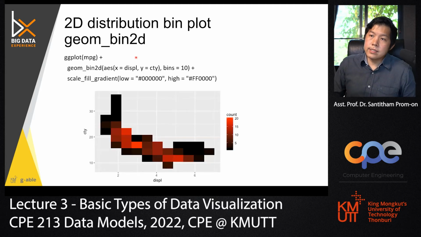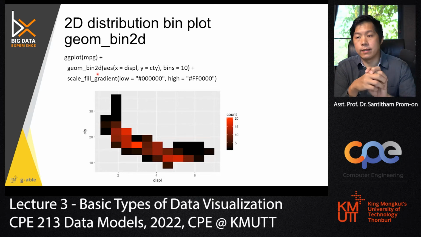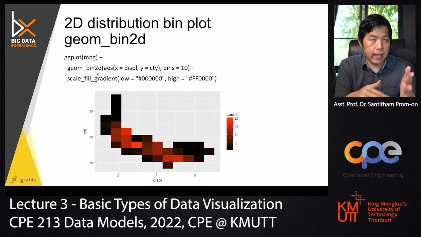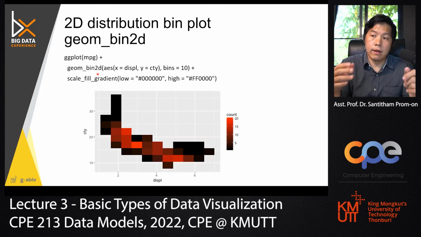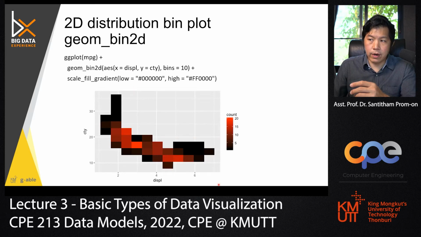This is a little bit more complicated function. It's called bin2d. Bin2d is a histogram in 2 dimensions. So what does it mean? It means that both CTY and DISPL were binned, 10 by 10. And we map x to displacement, y to CTY. Okay, we got this graph.